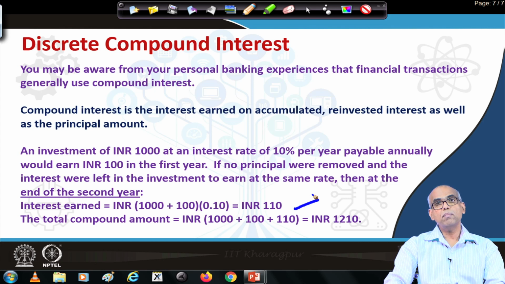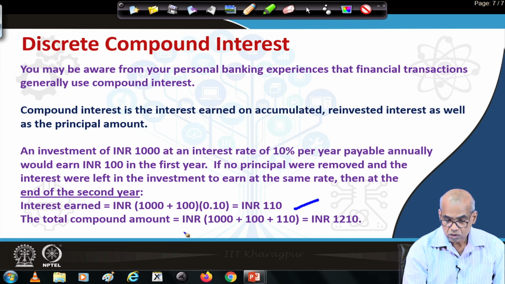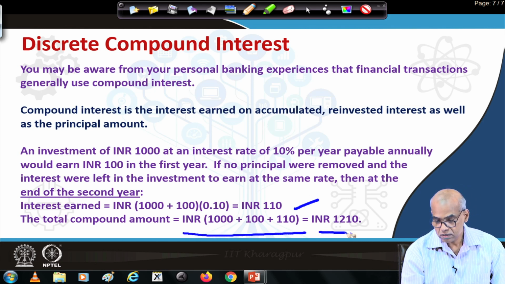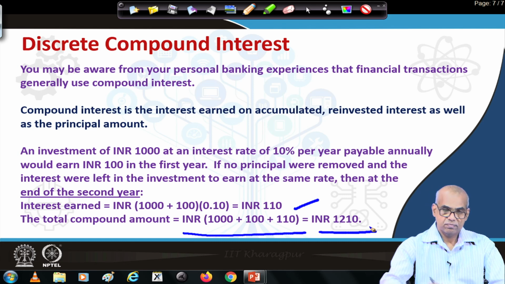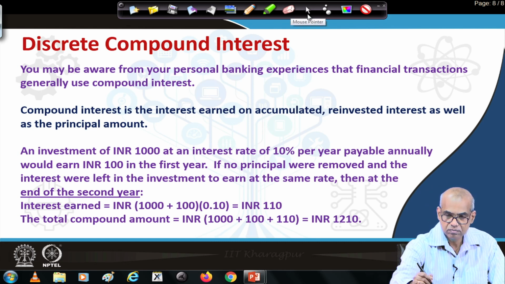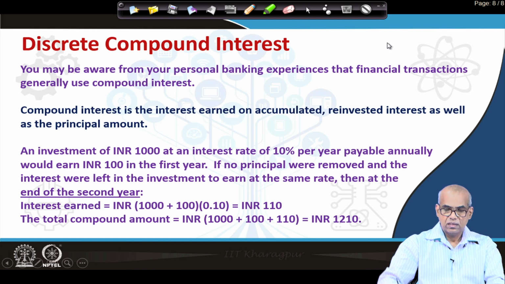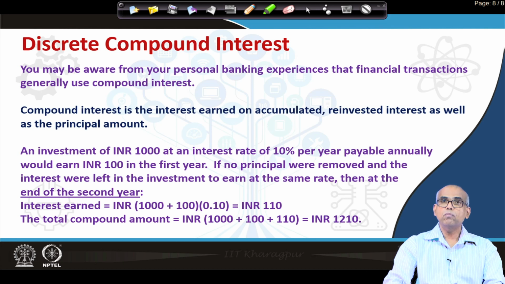So, what will be the total amount? The total amount will be initially 1000 rupees, interest earned in the first year 100 rupees, and interest earned in the second year 110. So, the sum will be rupees 1210. You can note that you will earn more money when the interest is compound interest.